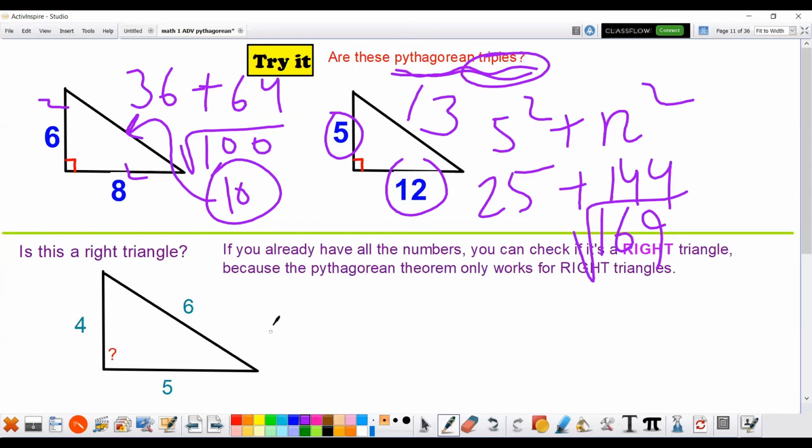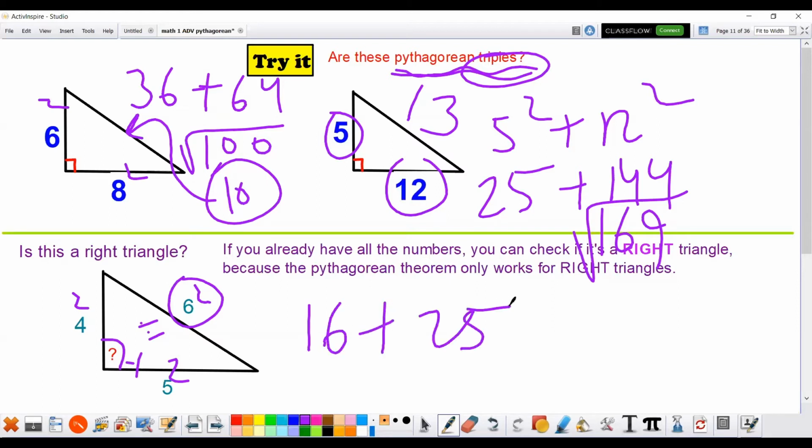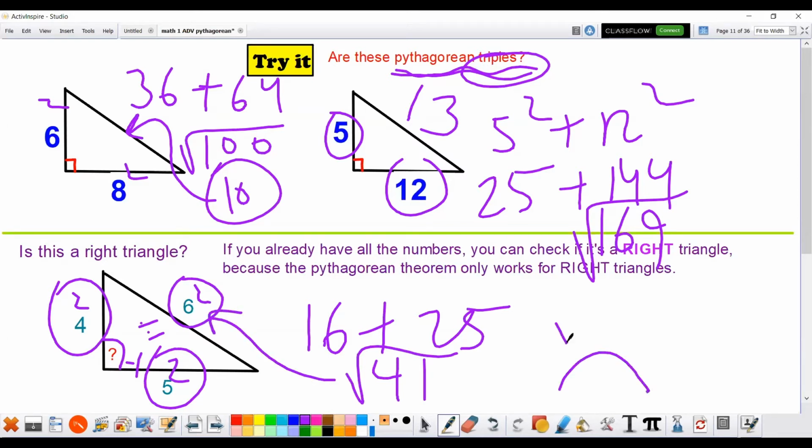Sometimes they say, is this a right triangle? They're wondering, is it a right triangle? Well, you've got to check it out. Does this square and this square added together equal this square? If it works, it does. Let's see, 16 plus 25. We try these guys. That's 41. Is the square root of 41 6? No. So apparently this triangle is not a right triangle.